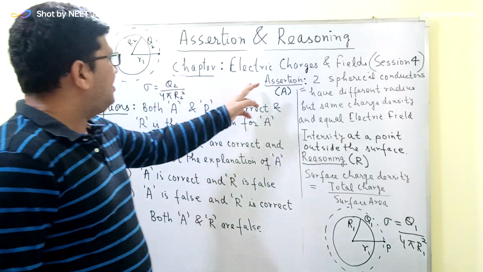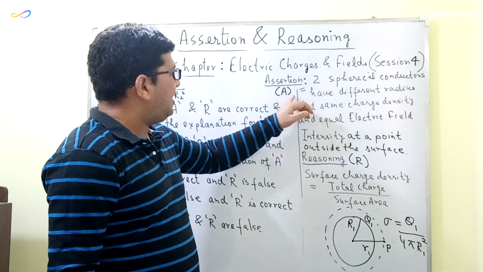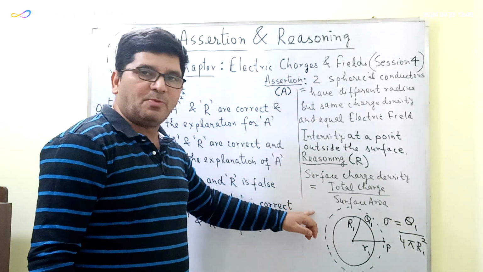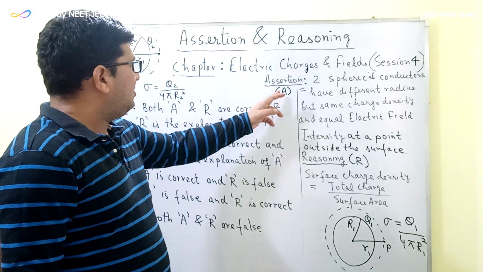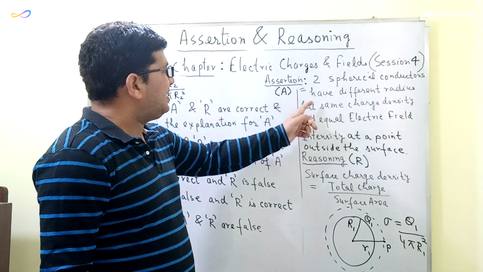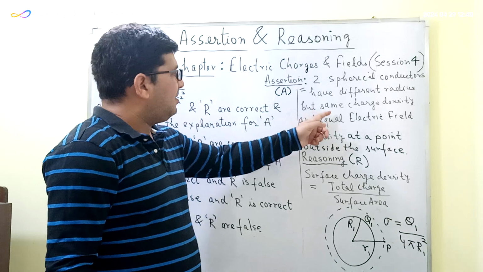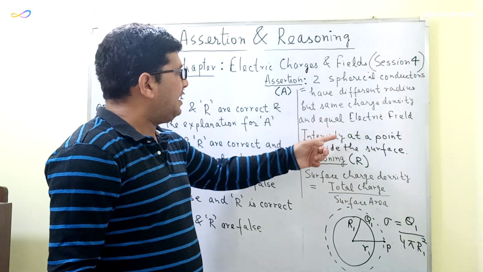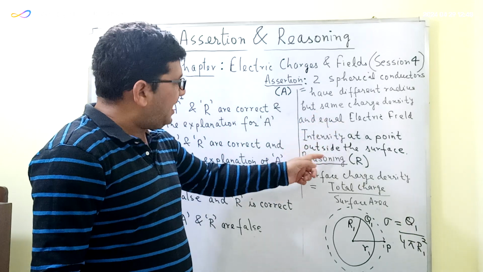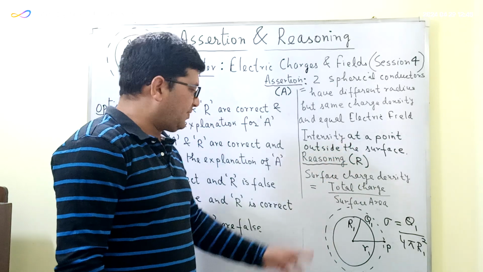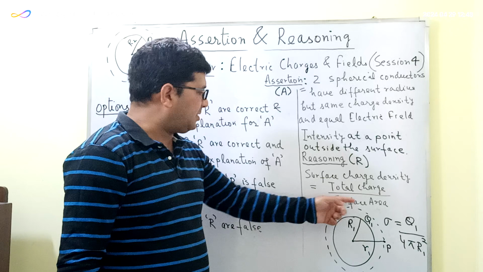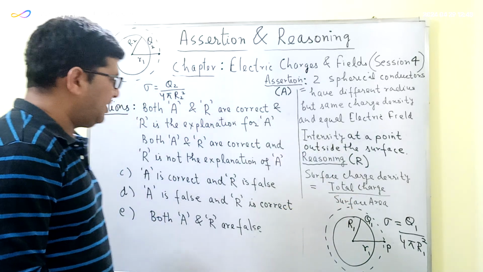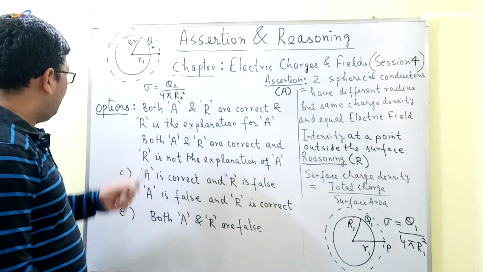The chapter is electric charges and fields, and the question is written on this board here. In this question, the assertion is: two spherical conductors have different radii but the same charge density, and equal electric field intensity at a point outside the surface of the sphere. And the reasoning is: the surface charge density is equal to total charge divided by the total surface area. Here are the four options.